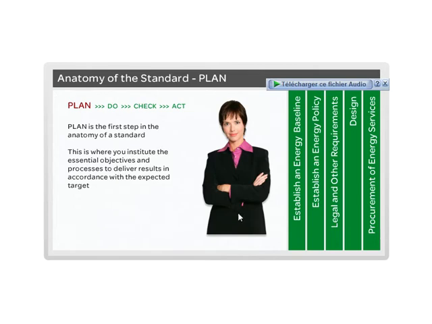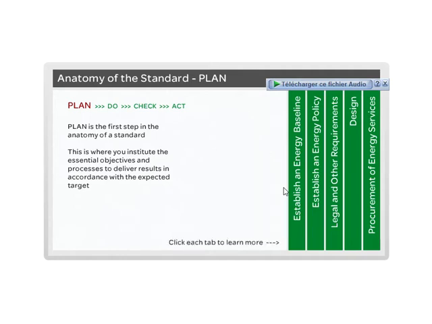Plan is the first step in the anatomy of a standard. This is where you institute the essential objectives and processes to deliver results in accordance with the expected target. Click each tab to learn more.